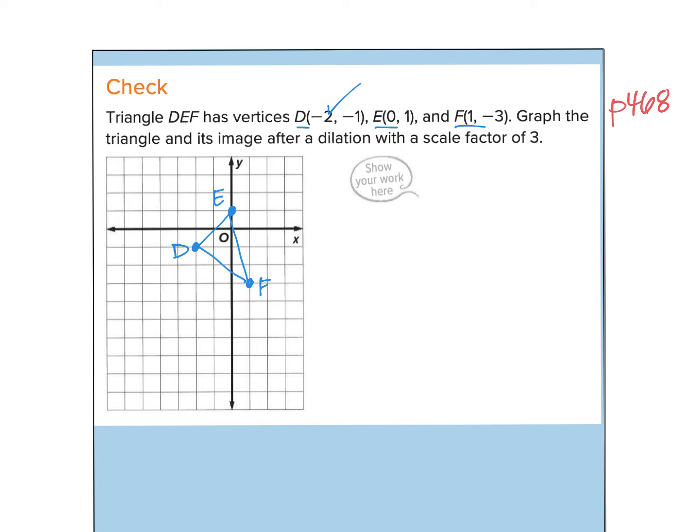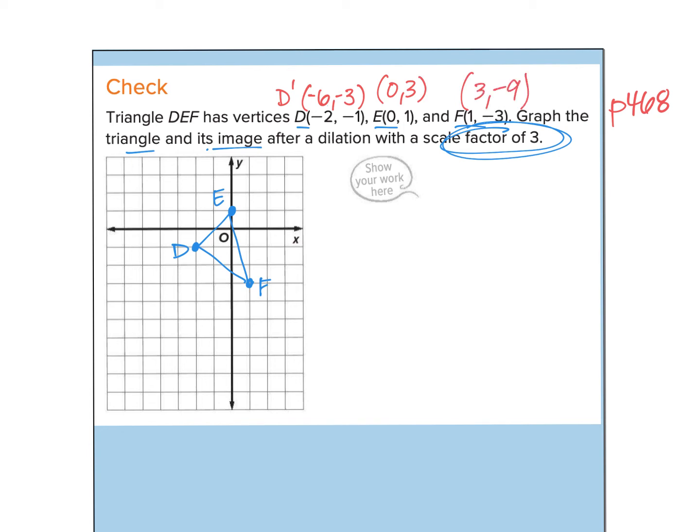Then it says, graph the triangle and its image after a dilation with a scale factor of 3. So that means I am going to times everything by 3. I'm going to write the coordinates right above it. I think that's a little bit easier. So if I triple that, I would get -6 and -3 for D prime. If I triple this, I would get 0 and 3. And if I triple this, I would get 3 and -9.